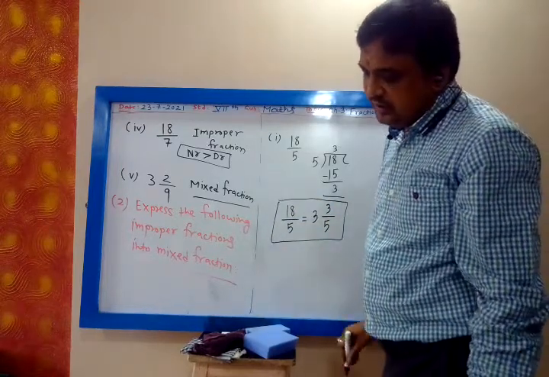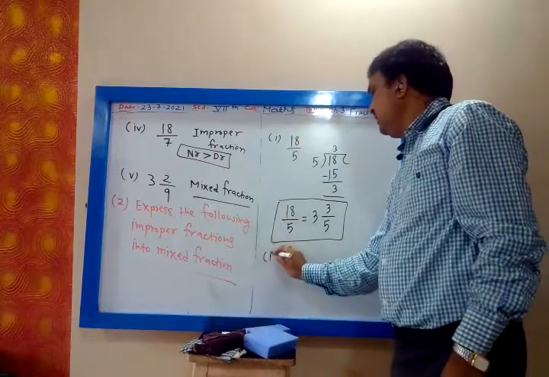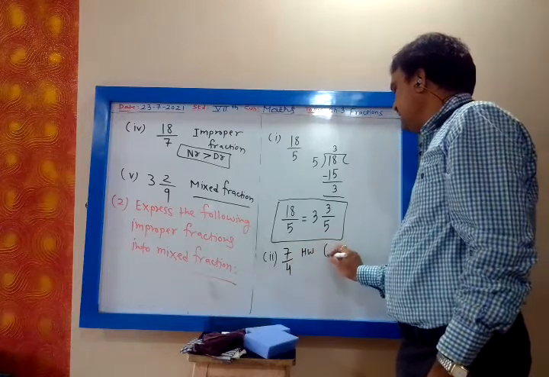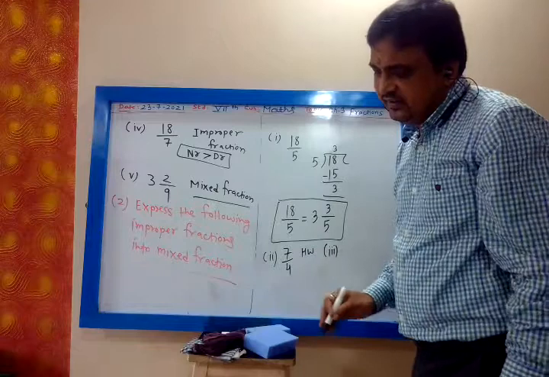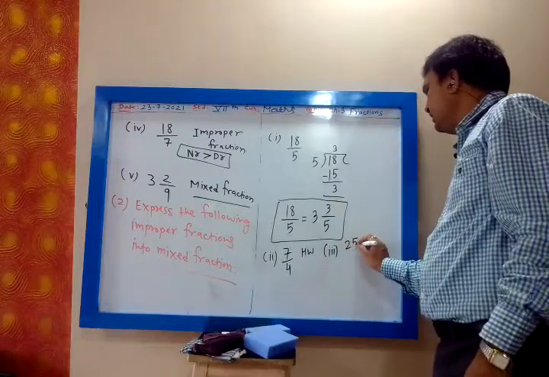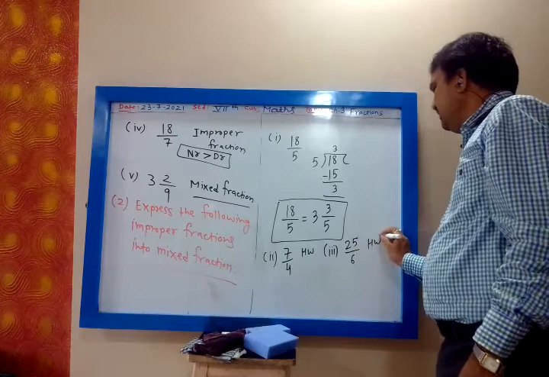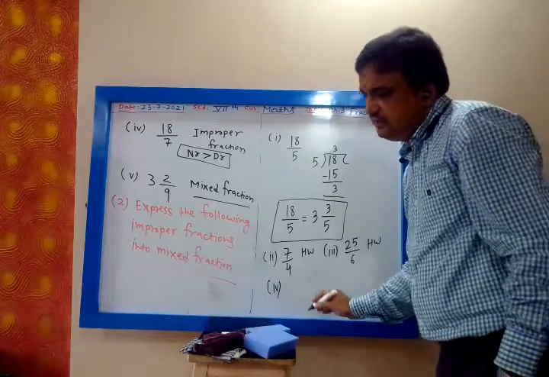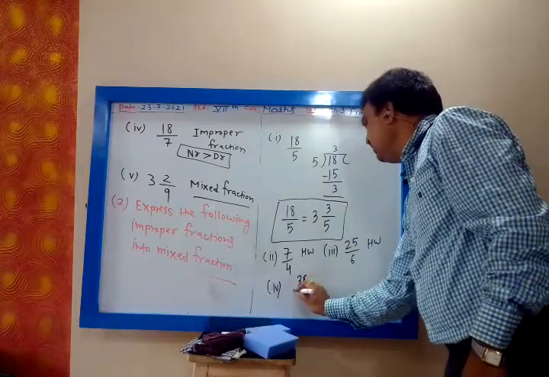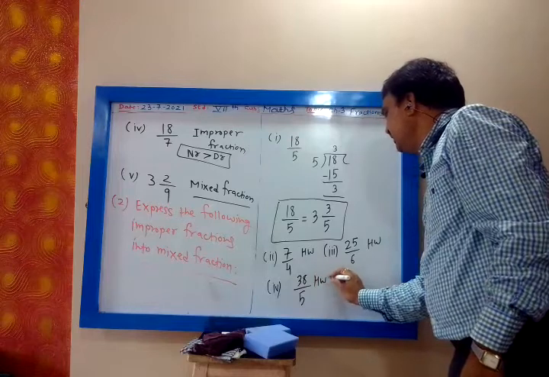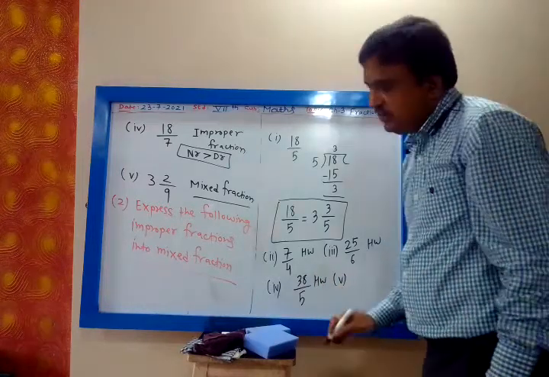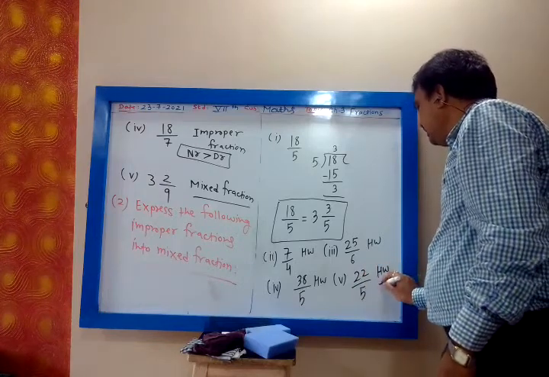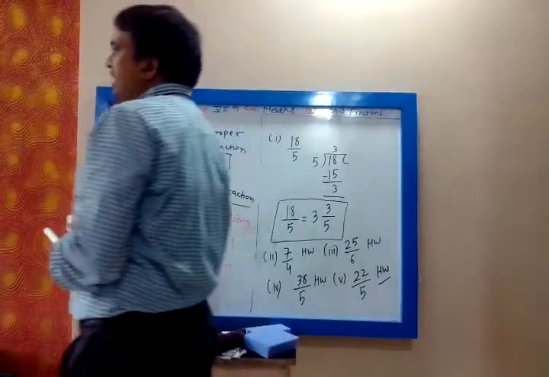Then 7 by 4, homework. Third, 25 by 6, homework. You have to divide this. Easy questions. Then fourth, 38 by 5, homework. Then fifth one, 22 by 5. They are improper fractions. To convert them into mixed fractions, we divide.